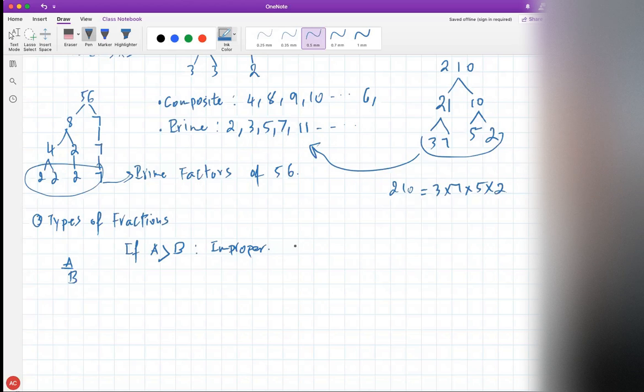Example, 7/4, 8/3, and so on, 17/6. So all these are called improper because the top number is bigger than the bottom number. And vice versa, or the other way around. If this number is smaller than this, A is less than B, what kind of fraction is it? Proper. Right, proper.